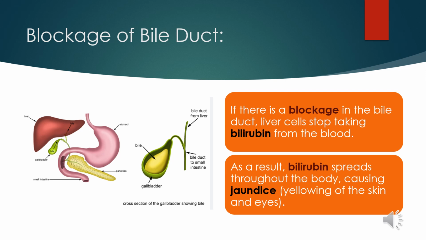Blockage of bile duct. If there is a blockage in the bile duct, liver cells stop taking bilirubin from the blood. As a result, bilirubin spreads throughout the body, causing jaundice, yellowing of the skin and eyes.